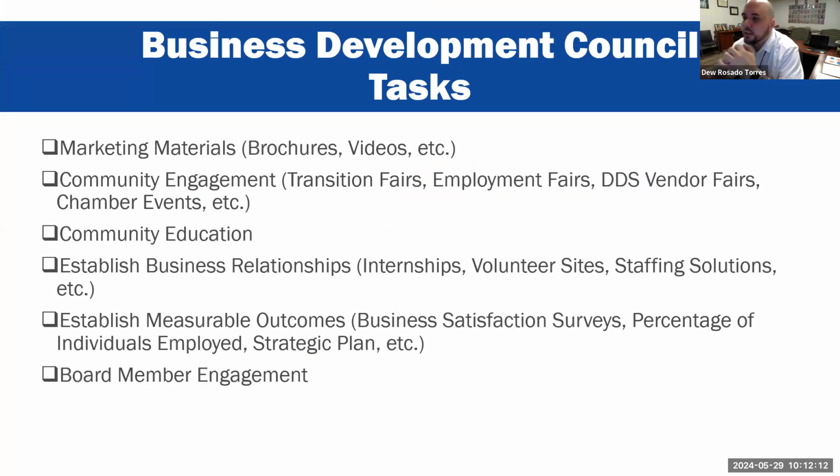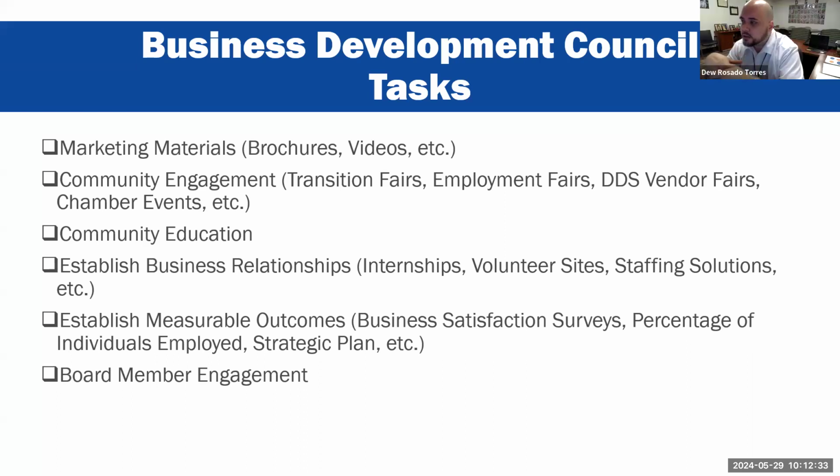So some of the tasks that the Business Development Council does is we develop marketing brochures, and I have a couple brochures I'll share later. We're in the process of making a video in collaboration with Middlesex Hospital. They've taken on the cost, and that's a video they're going to help us not just highlight our project search program, but just overall employment programs, so we can use that to educate other employers as well.